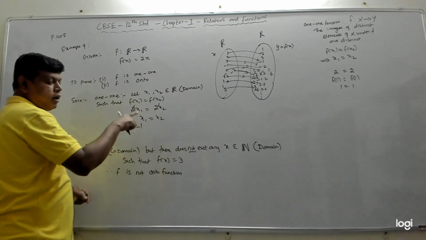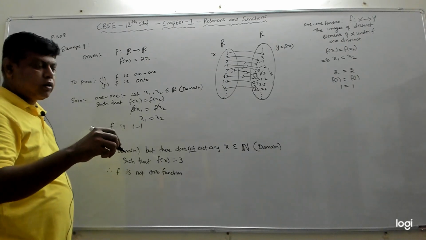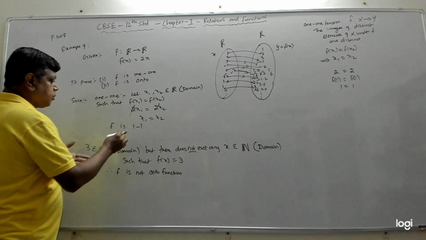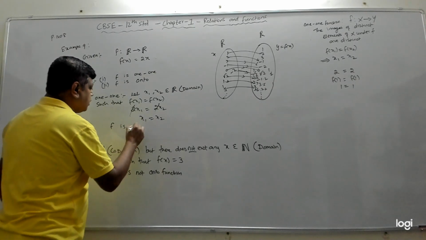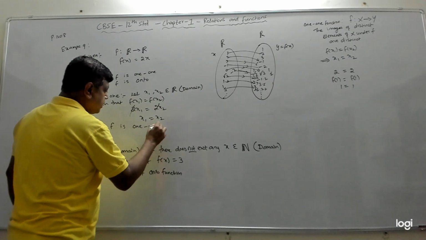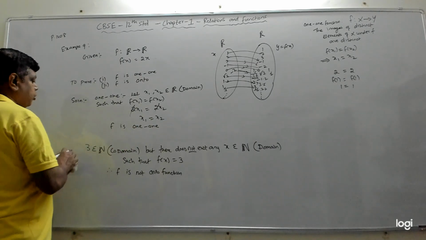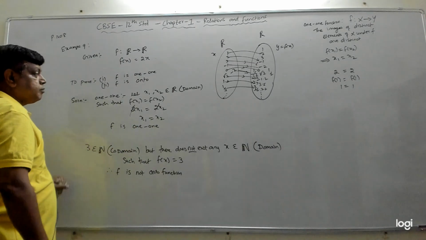We can also write 1 hyphen 1. Instead of saying one hyphen one, we can also say 1 to 1. Sometimes I may write like this, and if I write like that, please understand that it is 1 to 1. So f is 1 to 1. We have proved it. Now we have to prove that f is onto also.